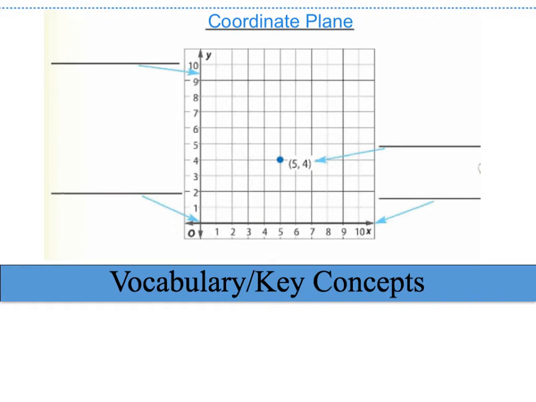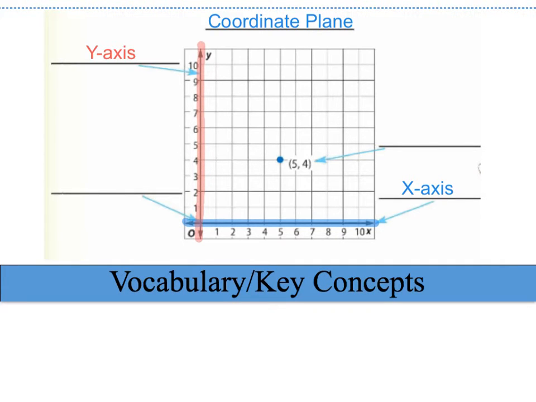So for our vocabulary and key concepts, we're going to review the coordinate plane. We talked about the coordinate plane in a previous lesson, and we know that the x-axis goes from left to right. So this would be the x-axis right here because it's going left to right. The y-axis goes in the direction of up and down. It's also known as the vertical number line. So here's the example of the vertical number line.